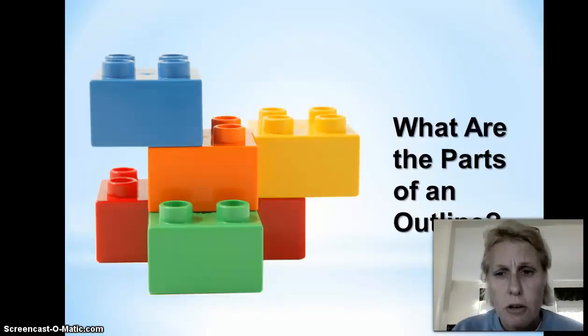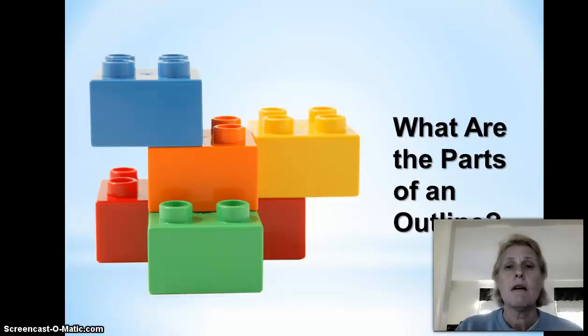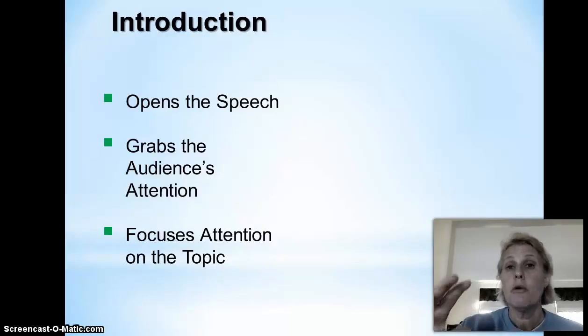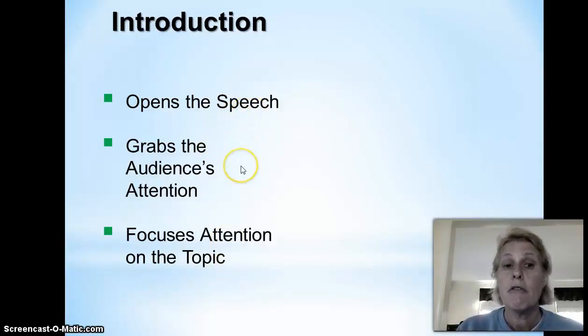Okay, what are the parts of an outline? When we're speaking, we know that we have an introduction, we have a body, and we have a conclusion. The introduction, as you see here, opens the speech, it grabs the attention of the audience, and it focuses the attention on the topic. And you'll see that there's going to be 4 elements in the introduction.